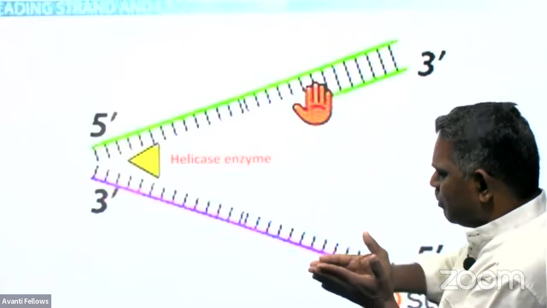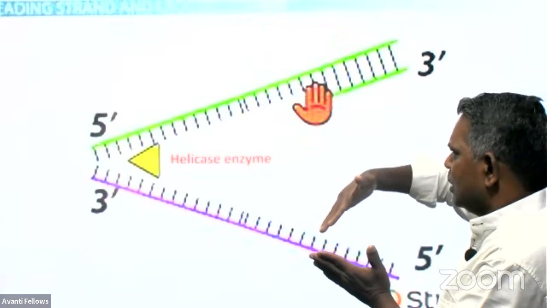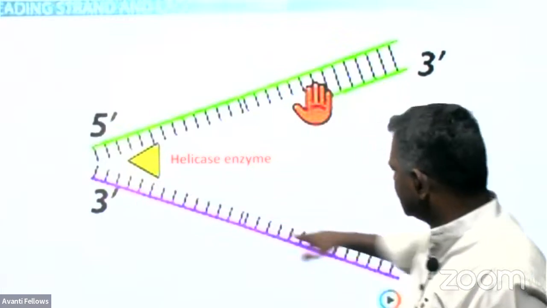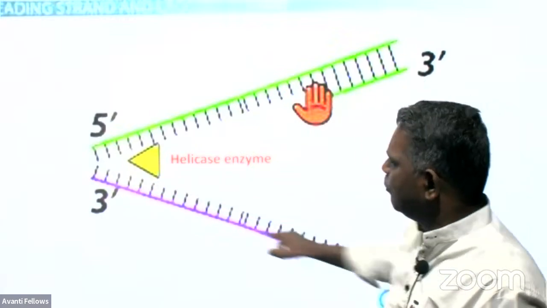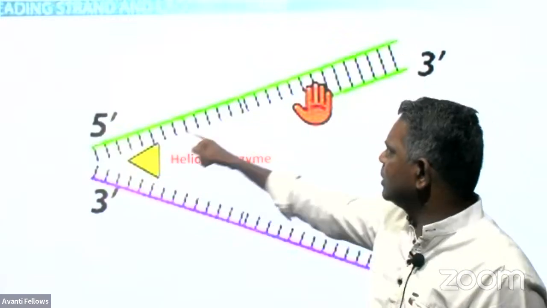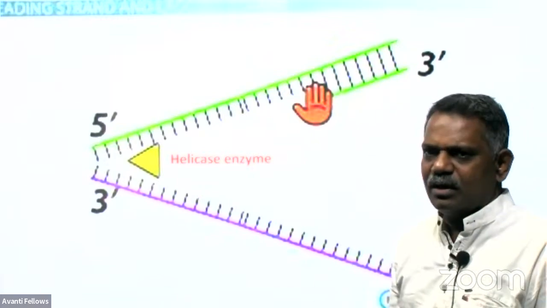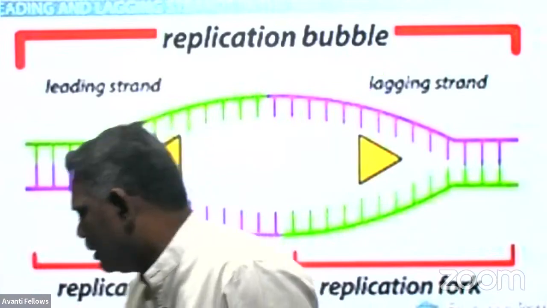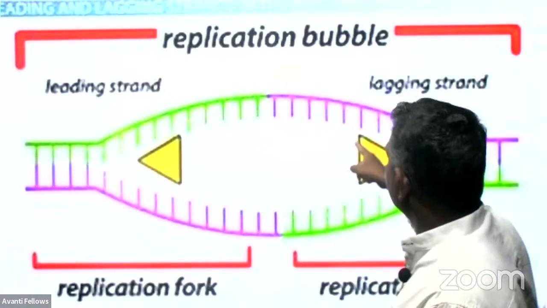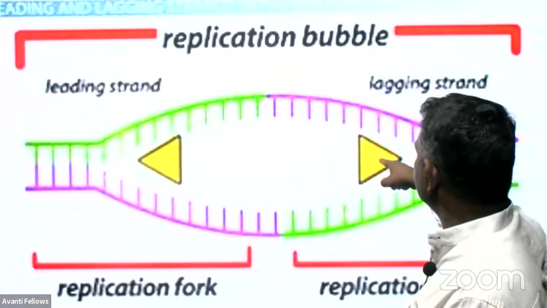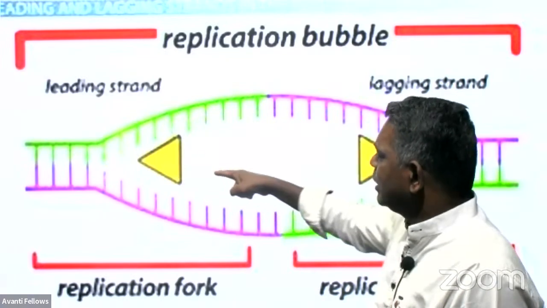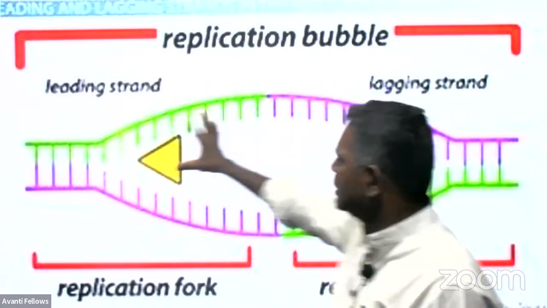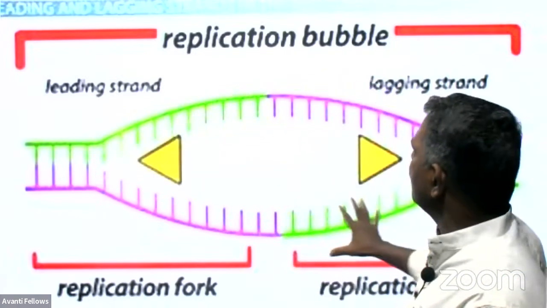after breaking the hydrogen bond, they start to separate from each other, repel each other, and we get a fork here. And it is called the replication fork. This is called the replication fork. Then see another one. Here we can see another helicase enzyme. This is the helicase enzyme. It breaks the hydrogen bond. These are the DNA strands, and this is the origin of replication.